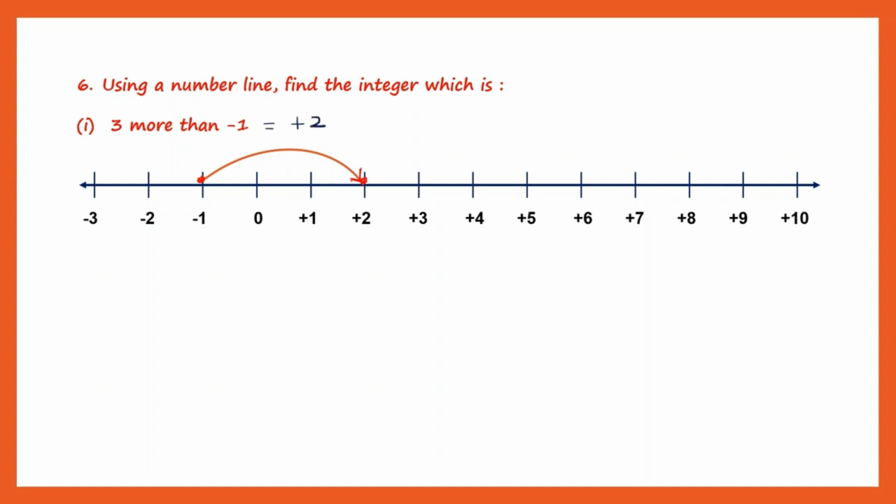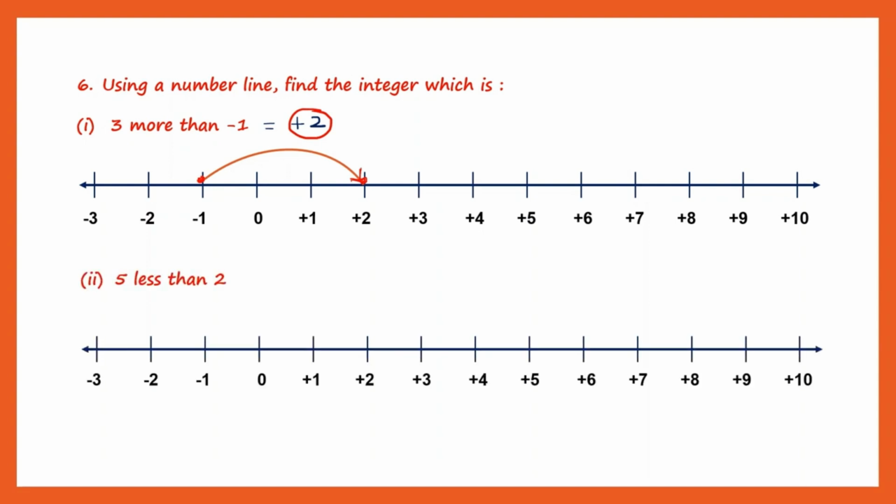So this is our answer. 3 more than minus 1 is plus 2. Next one, 5 less than 2. So let's draw the number line. And here the question is, we have to find a number which is 5 less than 2.